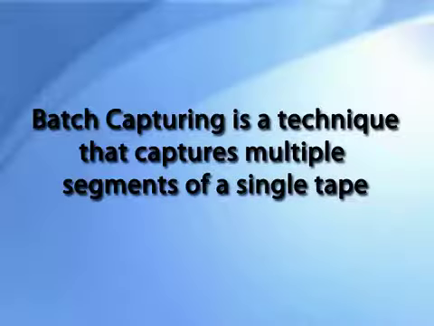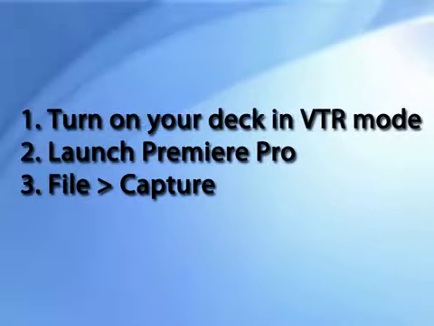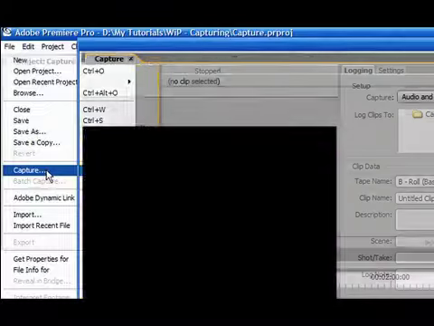Batch capturing is essentially a technique that captures multiple parts of a single tape. This can be extremely helpful if you have a lot of material to capture. First, make sure that you have your deck active in VTR mode and your tape is inserted into the playback device. In Premiere Pro, go to File, Capture.